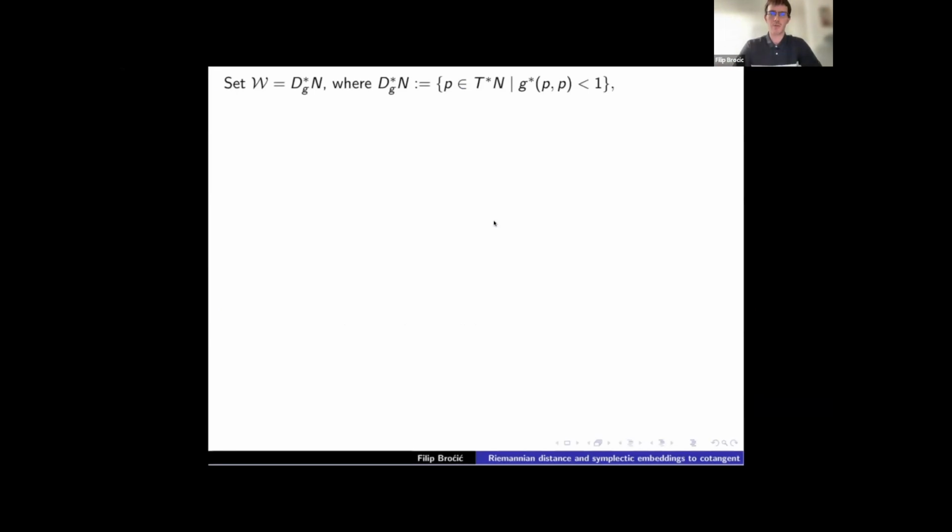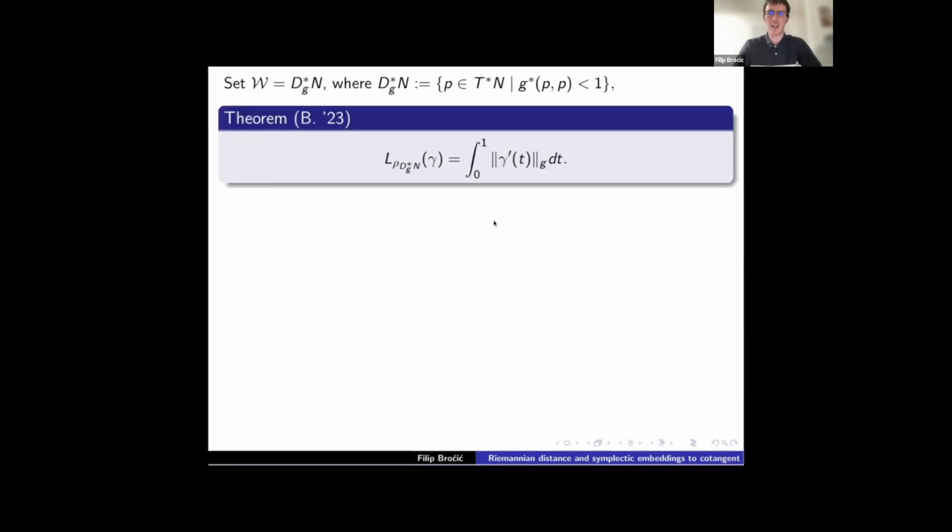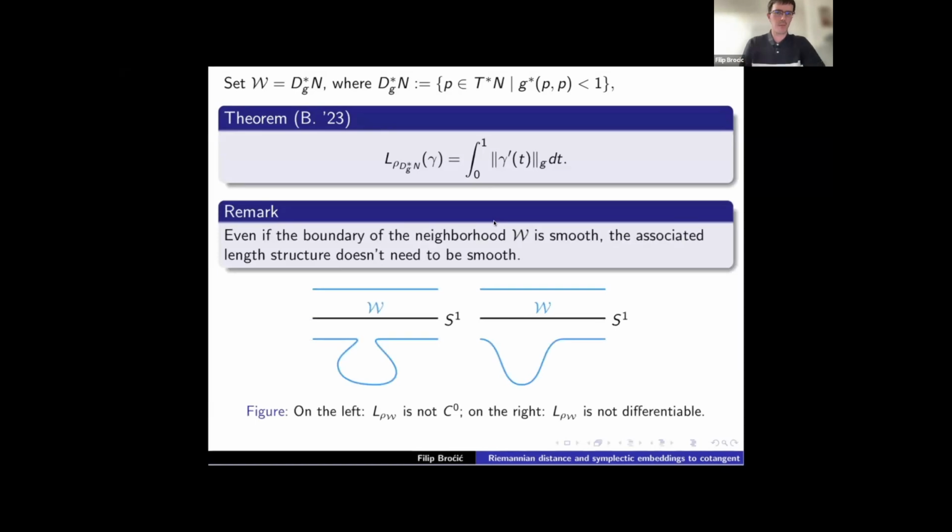So now I want to fix a Riemannian metric on an arbitrary manifold N, and I want to look at neighborhoods which are coming from the unit disk cotangent bundle. Then the statement is that the length, which is calculated using the symplectic distance of a curve gamma, actually coincides with the Riemannian length. Okay. Are there any questions? Okay, if not, I would like to give some remarks.